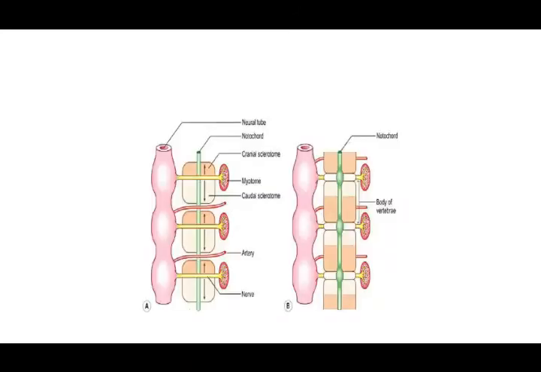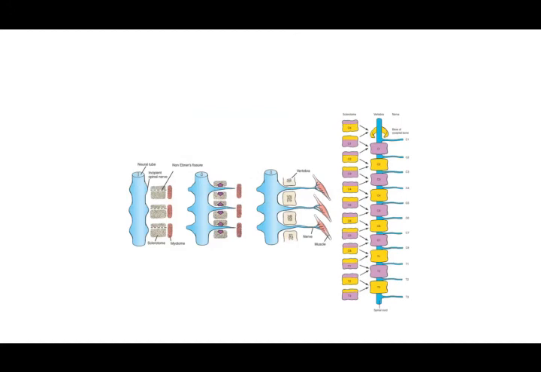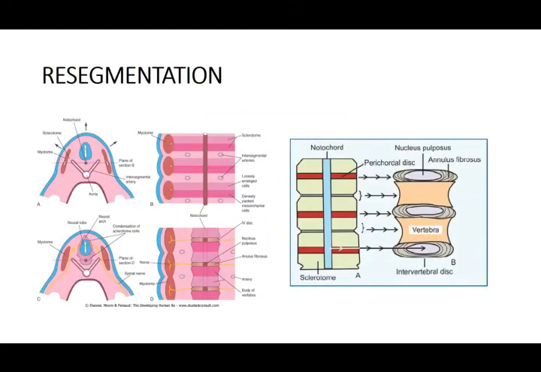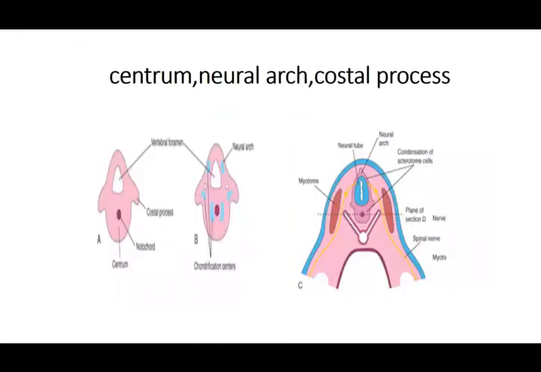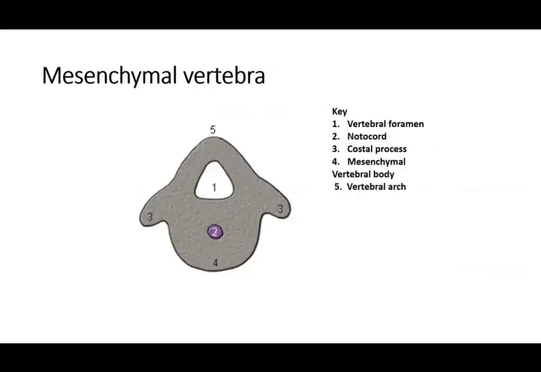You see this picture, this very clearly explains the diagram, how and what all is going to shift and how the body of the vertebra is formed. This is all resegmentation. The basic process which occurs is resegmentation. Then what we form from the mesenchyme is the centrum, neural arch, and the costal process initially. This is the mesenchymal vertebra.